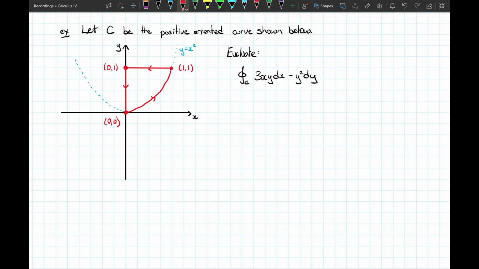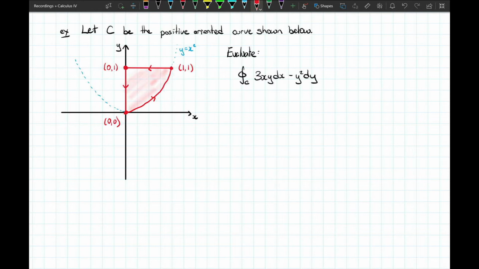All right, in this example, let C be the positive-oriented curve shown in the picture here. Let's start at (0, 0) and proceed up the parabola y equals x squared until we get to the point (1, 1). And then we have a line segment to the left going to (0, 1) and a line segment straight back down to the origin. So we can tell right away that this is positively oriented because we are going in a counterclockwise direction, and we would be enclosing a region inside that's always going to be on our left as we travel around.